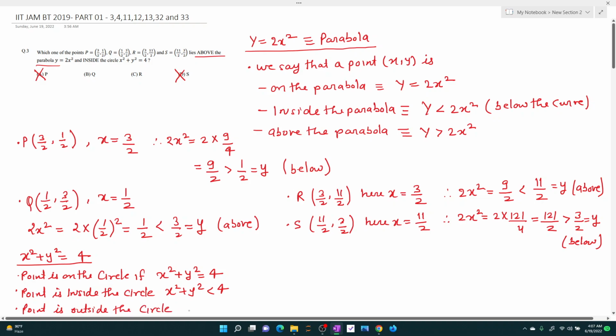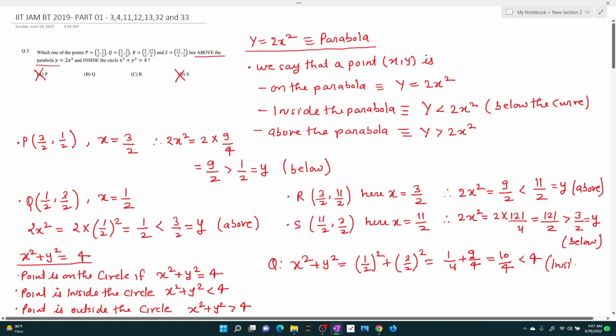So this will be outside the circle if the value of x square plus y square is coming out to be greater than 4, right? So let's check out the points Q and R. For point Q we have the value of x square plus y square, where x is 1 by 2 and y is 3 by 2. So 1 by 2 whole square plus 3 by 2 whole square becomes nothing but 1 by 4 plus 9 by 4. So this is 10 by 4, and 10 by 4 is less than 4, right? So that means this point is inside the circle.